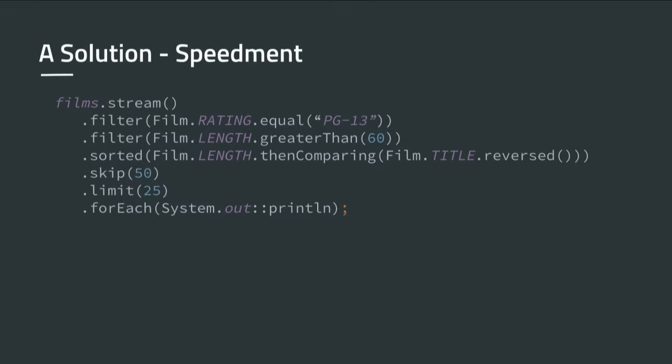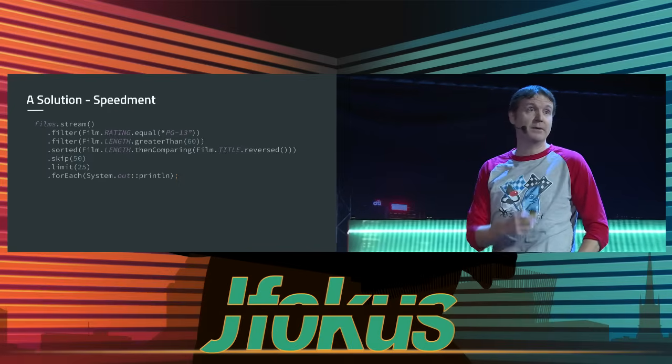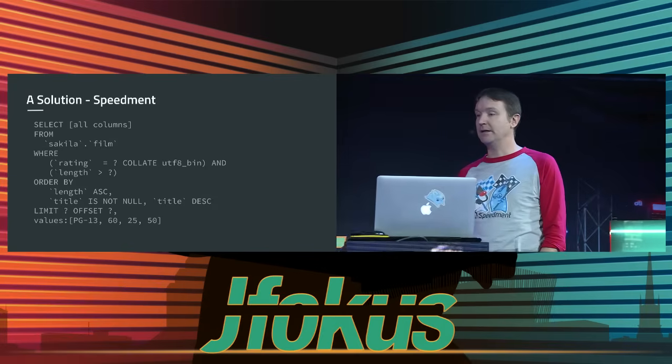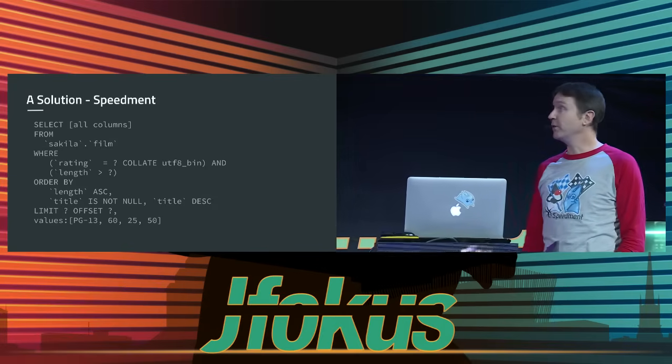And I want them sorted in film length order, and if they are the same length, I want a secondary order in title in reverse order. I want to skip the first 50 and then look at 25. This is some kind of paging system, and then I want to do something with it. In this case, I just print them out. And Speedment is able to render this to a complete query and merge all the stream operations into SQL.